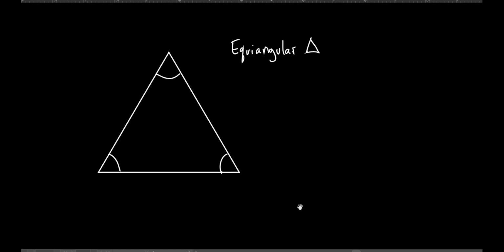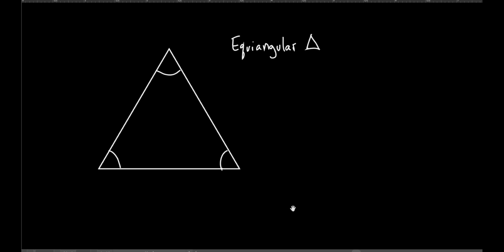But Denise brought up a good point. Can you have an equilateral and an equiangular triangle? Yes, you can. And in fact, this is one. All right, but we're going to talk about that in a minute. Let's go to the sides.